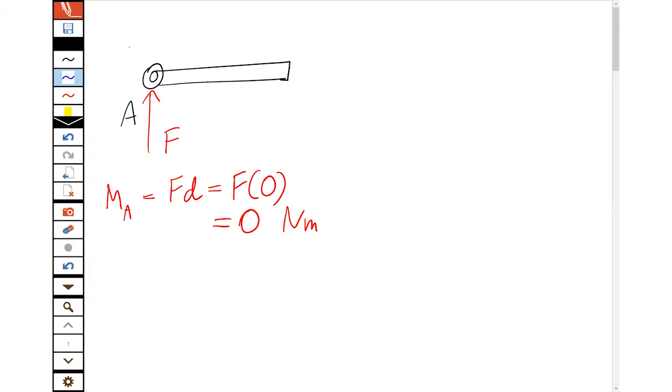And this is true for any force which is applied in line with the pivot. It doesn't have to be exactly on the pivot, as long as it's in line with the pivot. For all of these, the moment around A is 0. And we'll use that a lot when we're solving problems. You choose your pivot point to get rid of a lot of unknown forces.